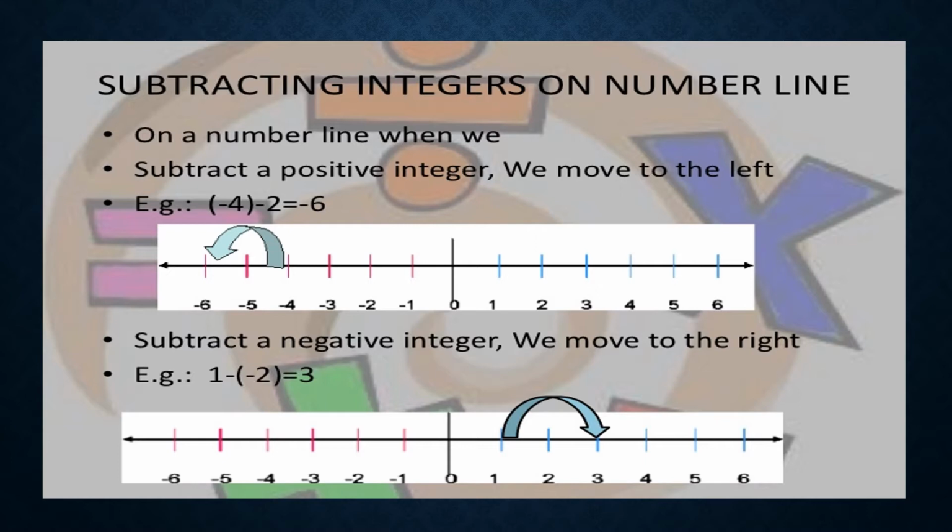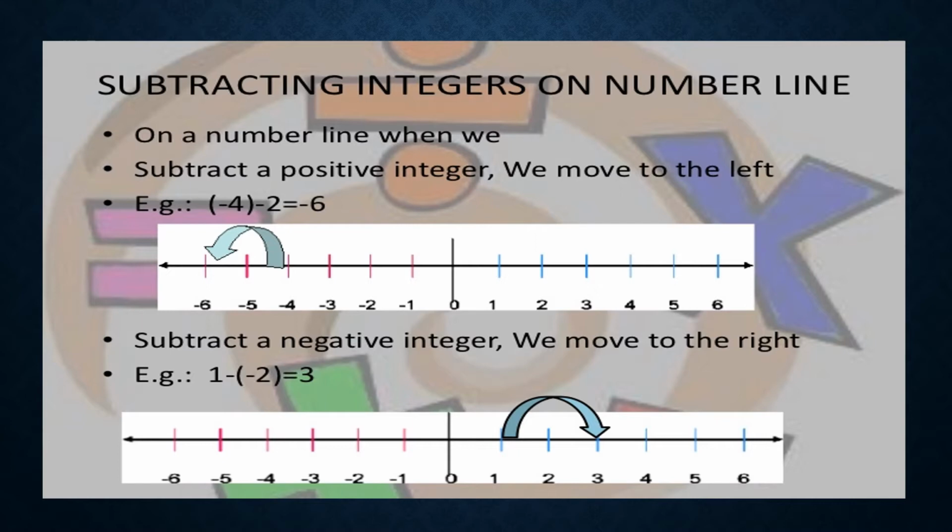Then on a number line, we have learned that when we move from left to right, the value of integers increases. Whereas if we move from right to left on the number line, the value of the integer decreases. Right? So particularly in negative integers, we can see that minus 6 is less than minus 5 because minus 6 lies to the left of minus 5.